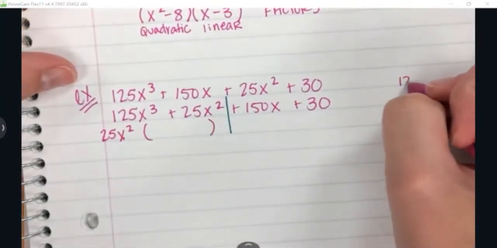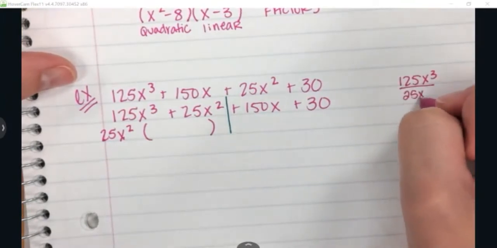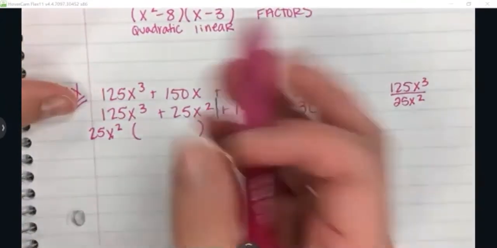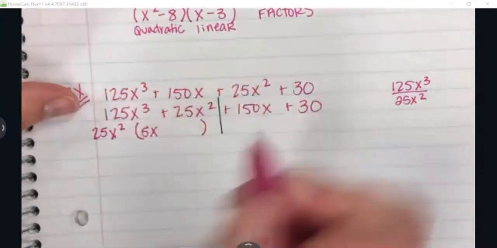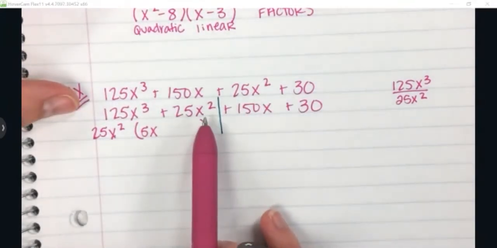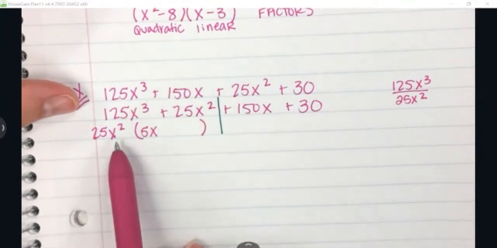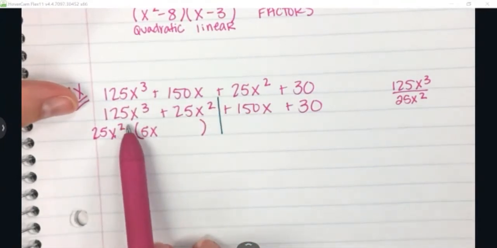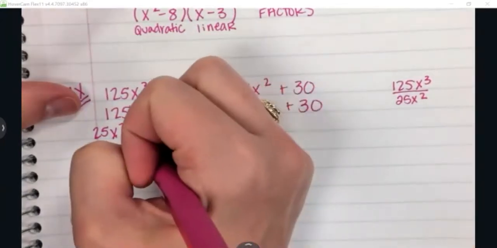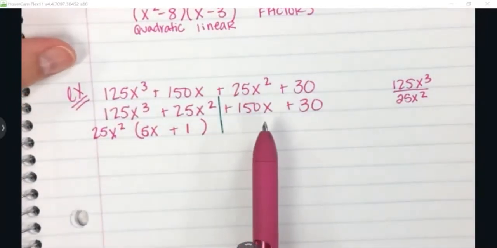What is 125x cubed divided by 25x squared? 5x. Very good. 5x. What is 25x squared divided by 25x squared? It is 1. Okay. All right, let's go to the second side.